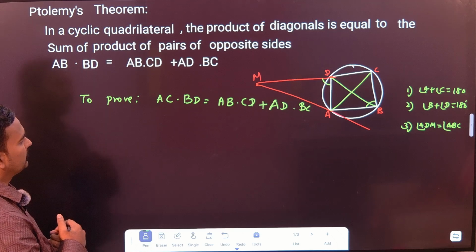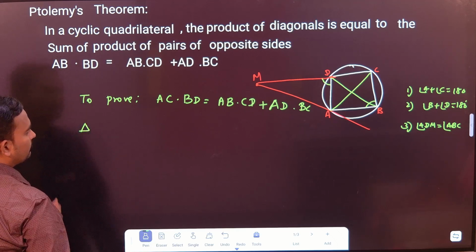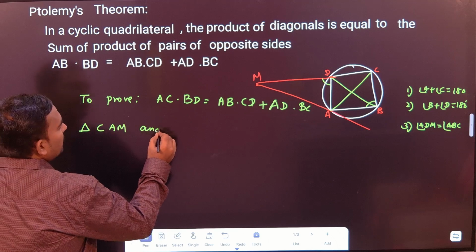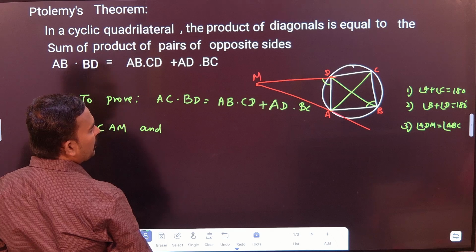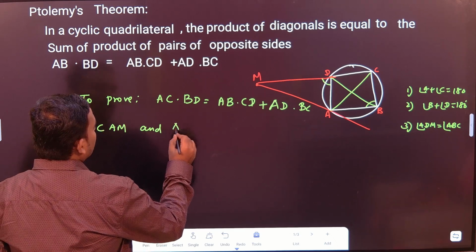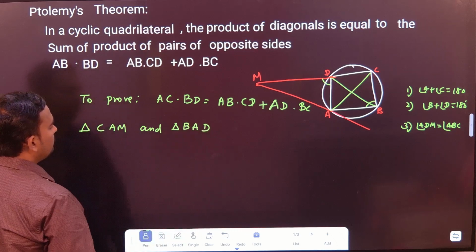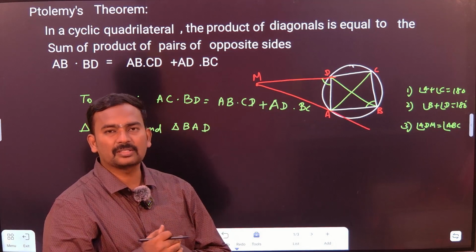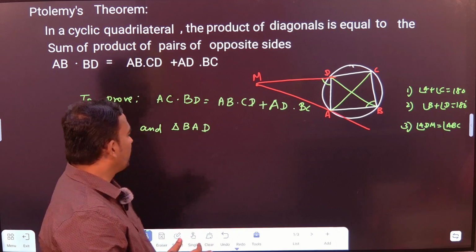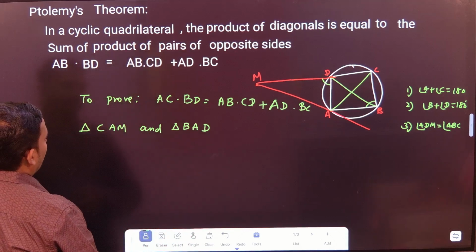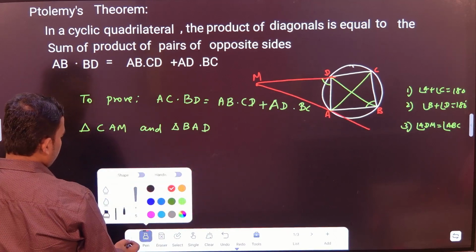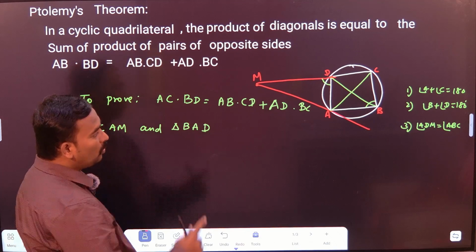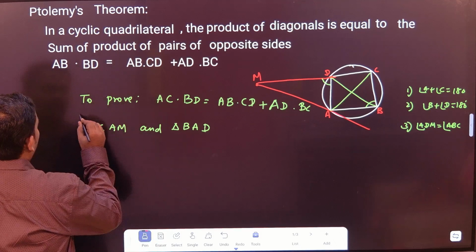Okay, how to prove this one? For that, first I am taking triangle CAM and triangle BAD. If you take two triangles, how can you prove that they are similar? By angle-angle similarity. So for that we need to do some construction. One angle we can take in the same line segment. One more angle is required. For that we need to do some construction. What is the construction?